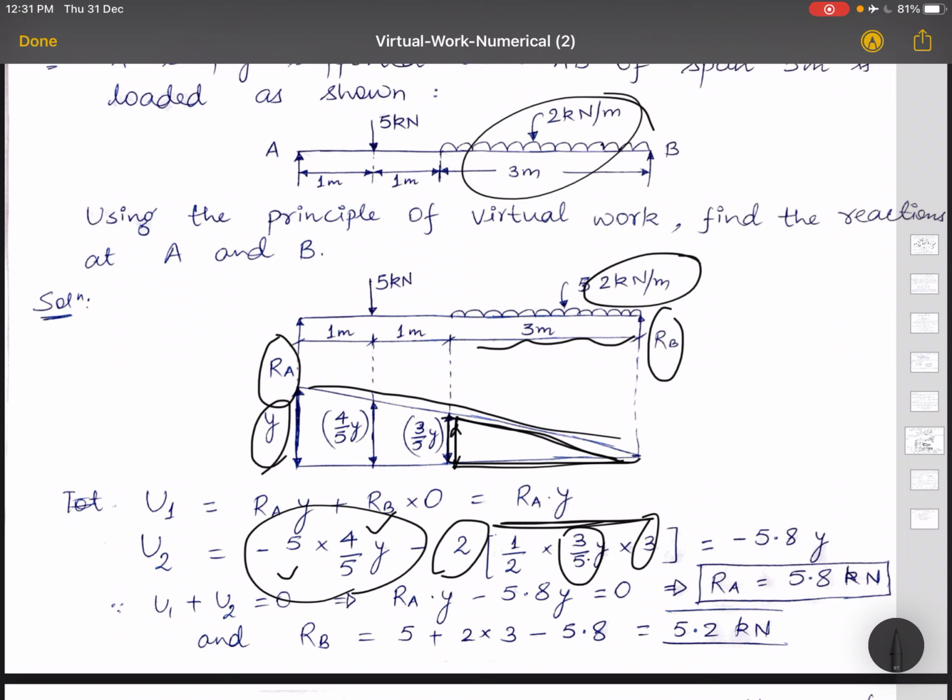So you have to be very careful in the case of UDL. You have to take the area of the displacement diagram. If you keep this in mind, then it is a very simple problem. Like this you will get the values of RA and RB. RA is coming out to be 5.8, and the total load is 11, that is 3 into 2 plus 5. So 11 minus 5.8 will be 5.2. Clear?